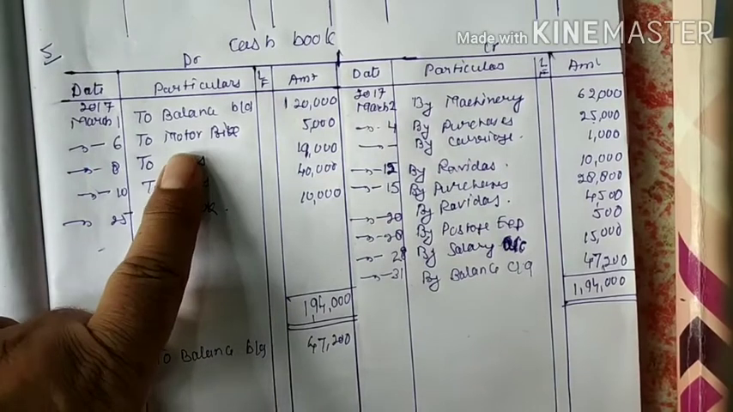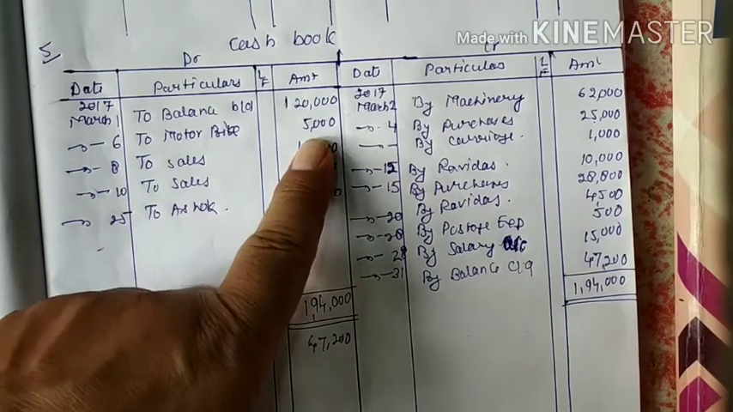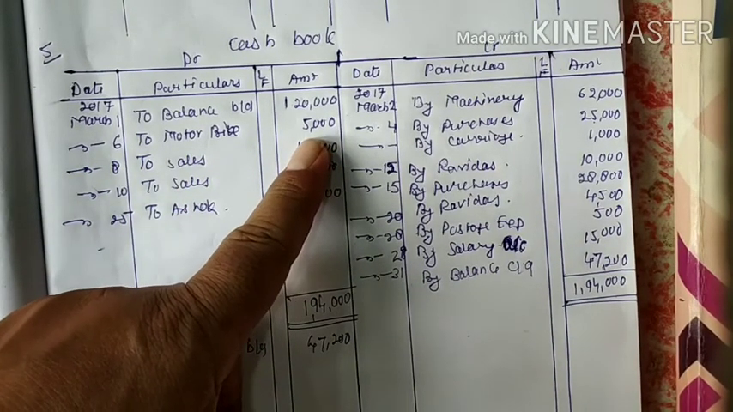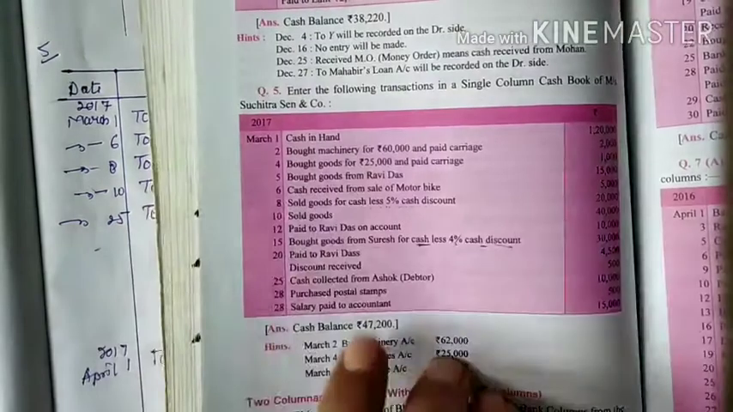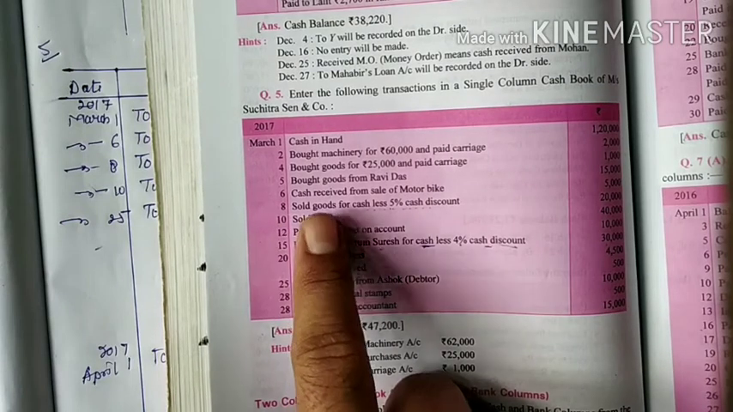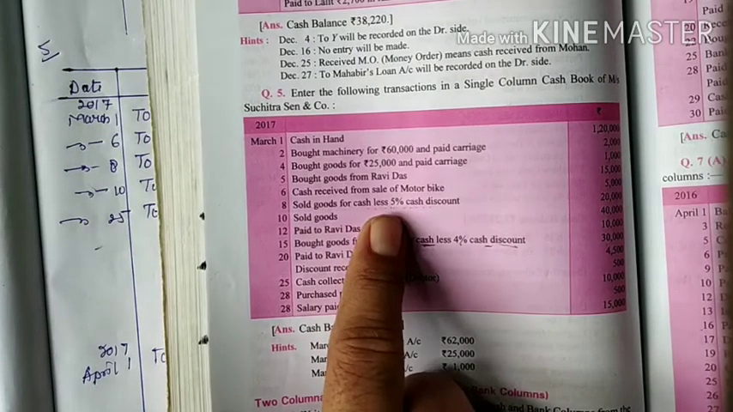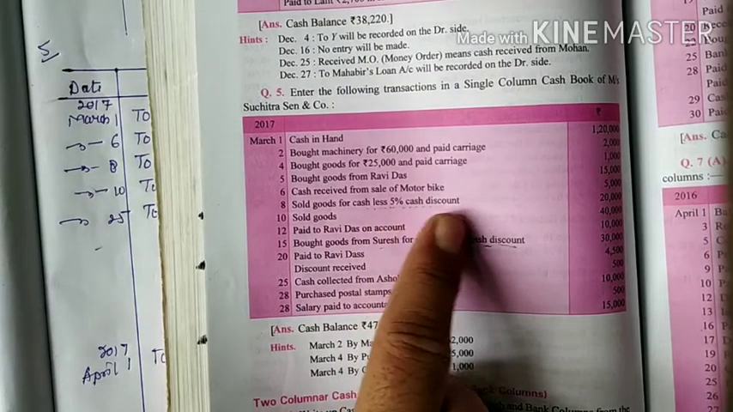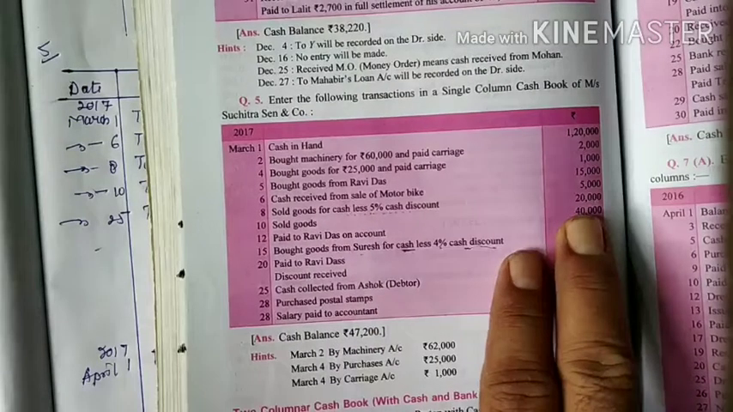We have entered here the motorbike, 5,000 rupees. Okay. Then comes the next transaction, March 8th. Sold goods for cash less 5% cash discount, 20,000 rupees.